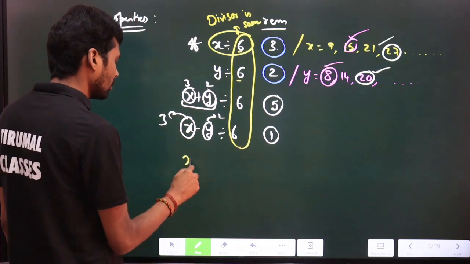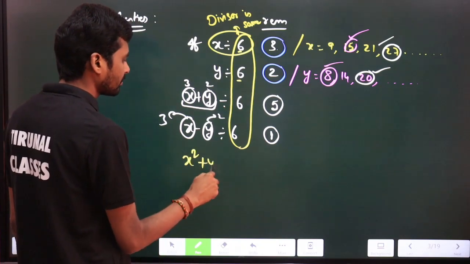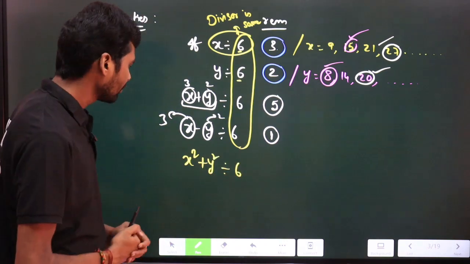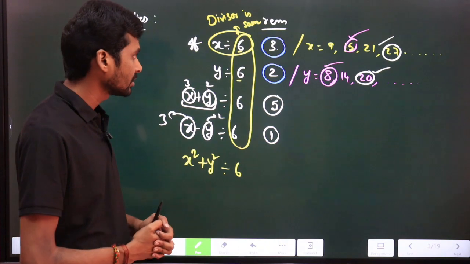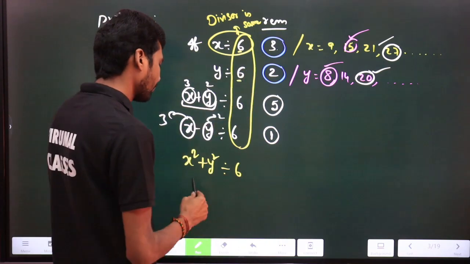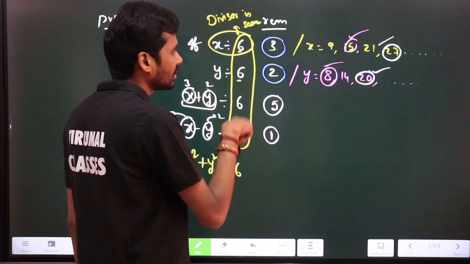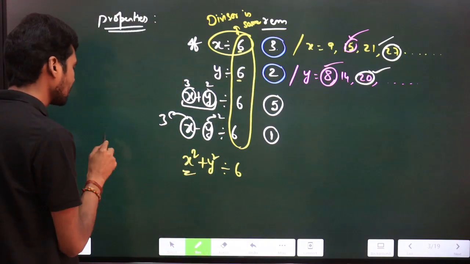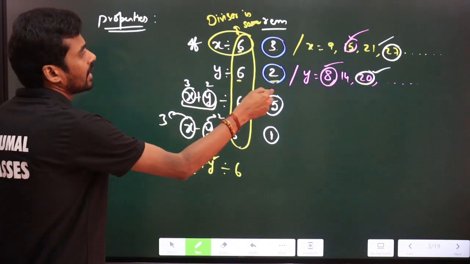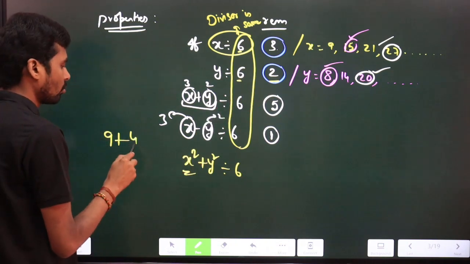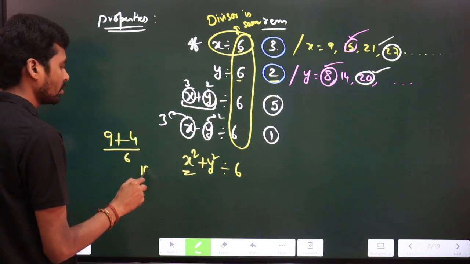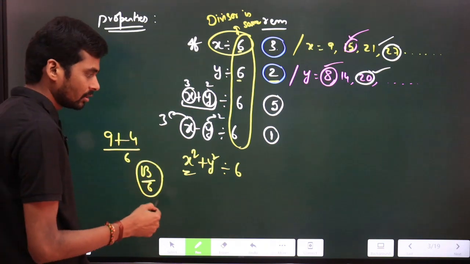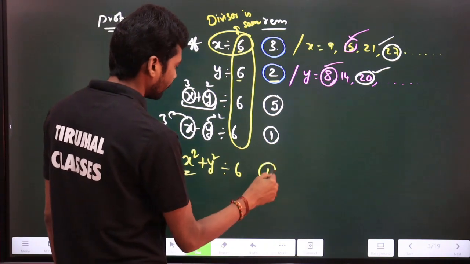Suppose we ask, what is the remainder when x square plus y square is divided by 6? Since we are dividing with the same divisor, you can directly take the remainder as the main number. X square means 3 square, that is 9. Y square means 2 square, that is 4. 9 plus 4 by 6. 9 plus 4 is 13. 13 by 6, 6 2s are 12. The remainder is 1.